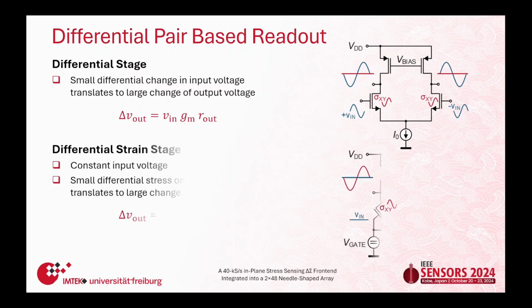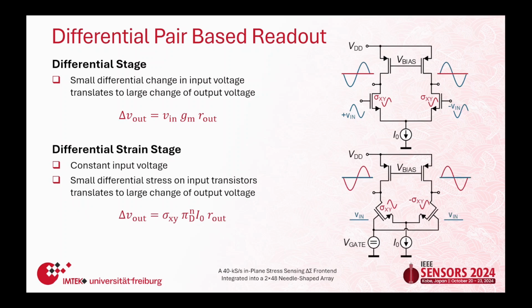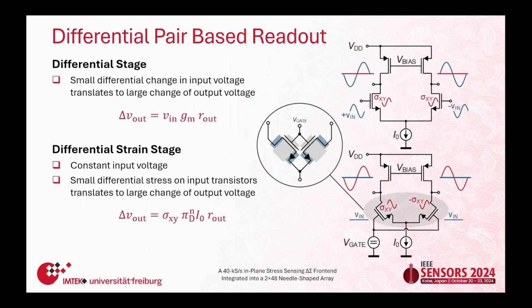amplifier. So the situation is somewhat different if you mess up with the layout, either on purpose or by mistake. And this is what you can see over here. So I replaced these two input transistors with the sensors itself and applied a constant voltage at the gate. If that voltage is changing, you don't see anything at the output, but if stress is acting on these transistors, we have a corresponding current or voltage at the output.